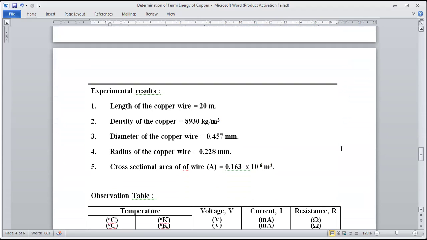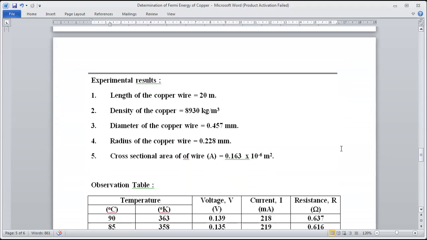And here I am giving some actual values from our laboratory where we have done this experiment. The length of the copper wire was 20 meter. Density of the copper was 8930. Diameter of the copper wire was 0.457 mm. Radius of the copper wire was 0.228 mm. And cross-section area of the wire was 0.163 × 10⁻⁶ meter square.